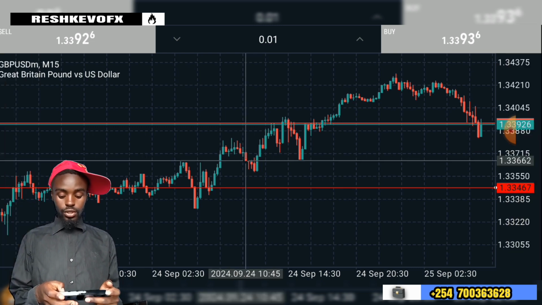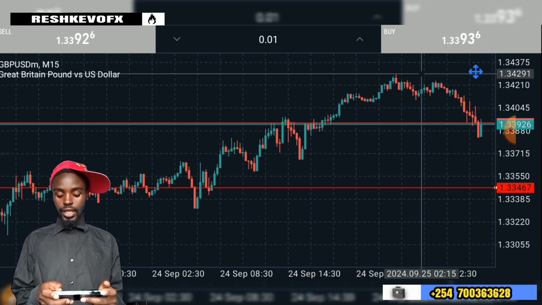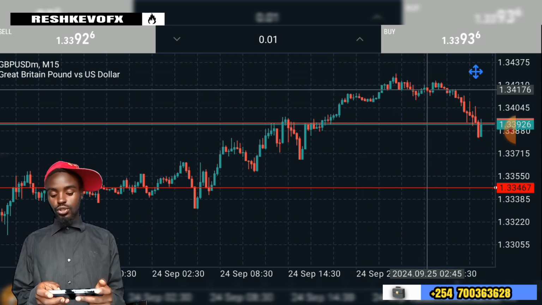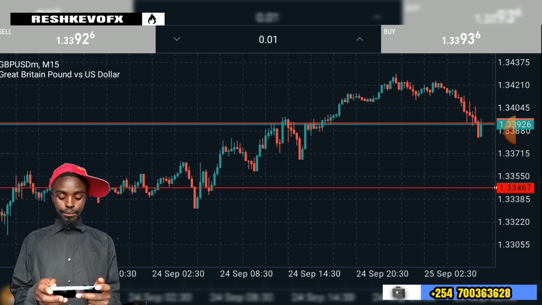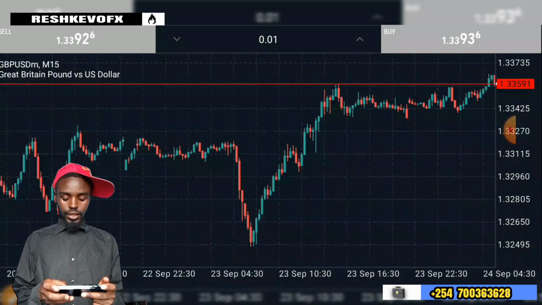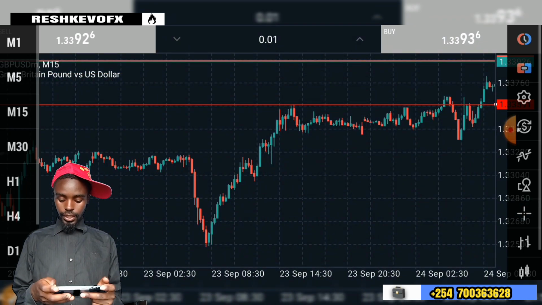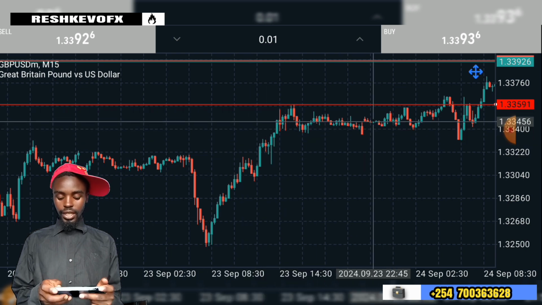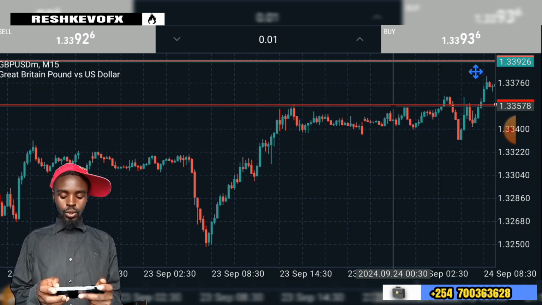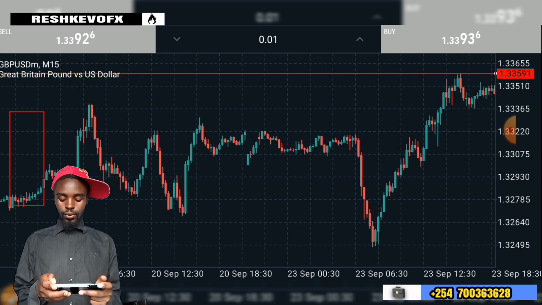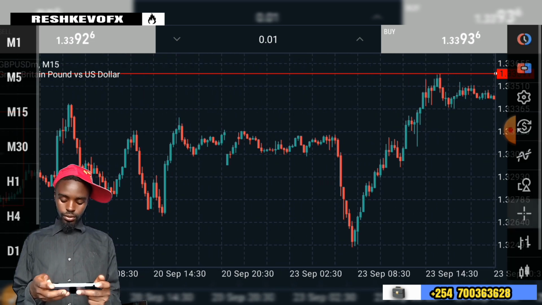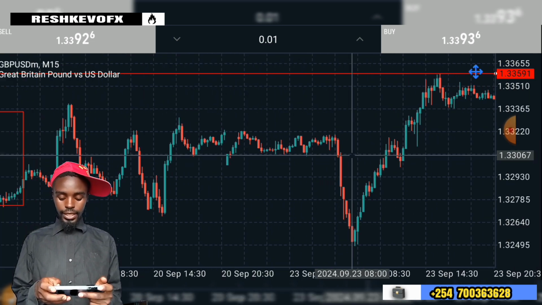So we do not trade at these choppy areas. This is a choppy area. Let me show you another place. For example, this is another choppy area. We do not trade here. So we trade somewhere like this. Let me show you an example. So we trade at a point like this.